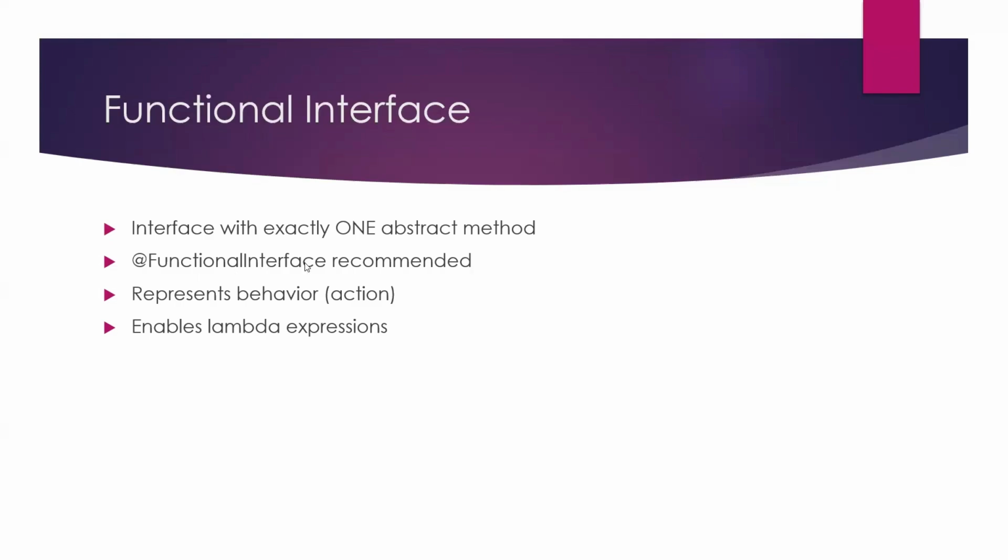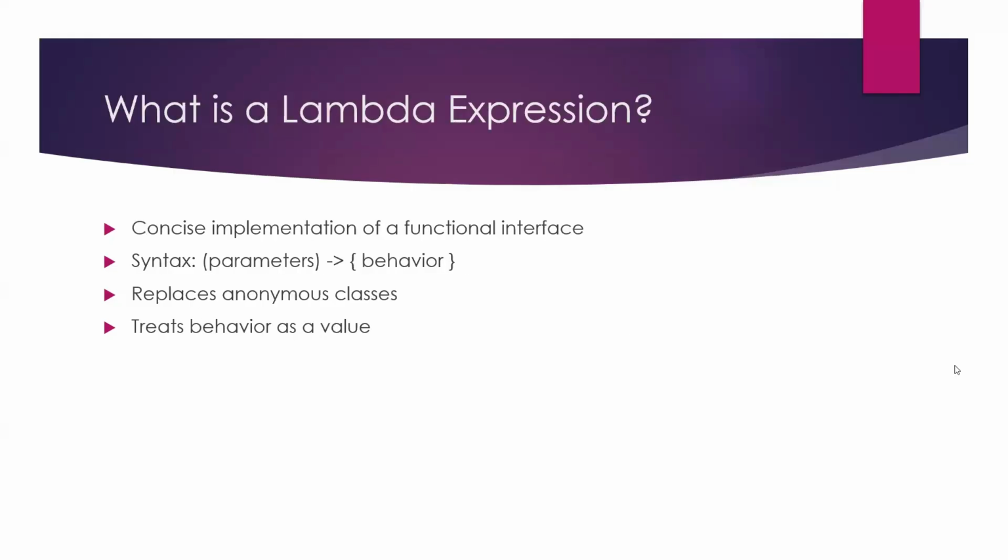A functional interface represents behavior and action, hence the name functional. And most importantly, it enables Lambda expressions. What is a Lambda expression? It's a concise implementation of a functional interface. The syntax is that you take in a parameter, it could be one or more parameters, and you output a behavior. And I guess this arrow is where they get the lambda from.